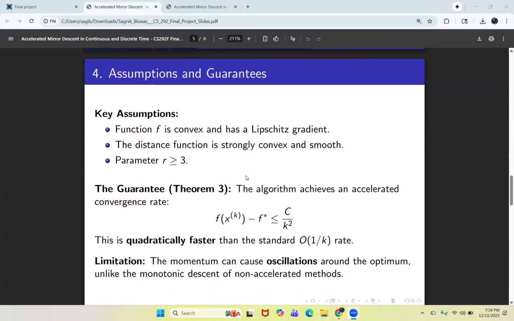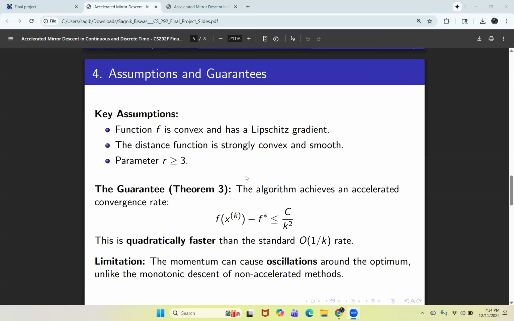So just to get into some assumptions and guarantees that we made. What guarantees does this method provide? The authors prove that if the function is convex and smooth, and we choose our parameters correctly, the algorithm is guaranteed to converge at a rate of O of 1 over k squared. So this is the acceleration we're looking for. We're trying to go from O of 1 over k to something quicker. O of 1 over k squared is quadratically quicker.